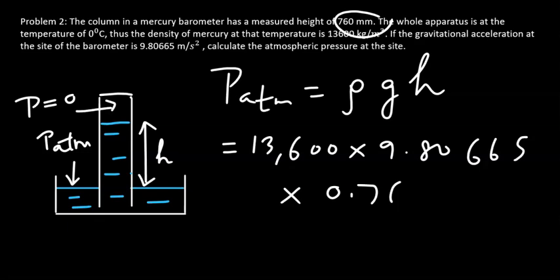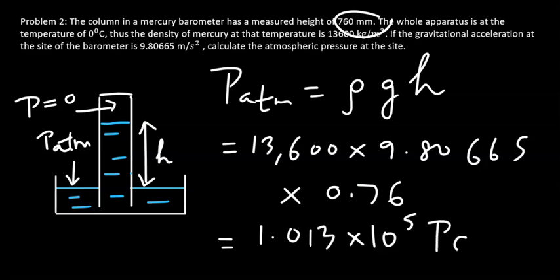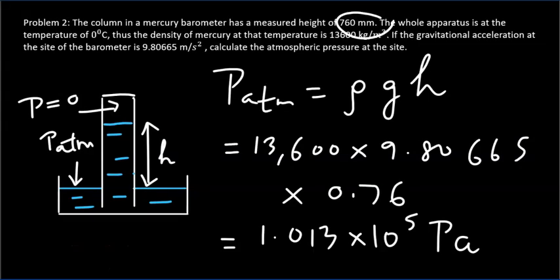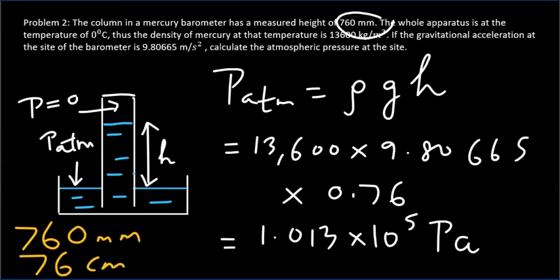Converted into meters is 0.76. And that will give you 1.013 times 10 to the power 5 Pascal. So we say that the atmospheric pressure can support a column of mercury with height 760 millimeters or 76 centimeters. So oftentimes atmospheric pressure is also expressed as 760 millimeter mercury or 76 centimeter mercury.